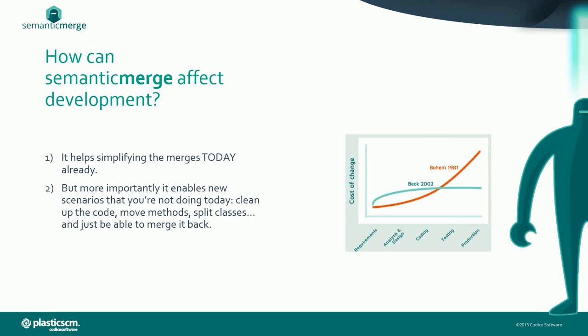But there's something else. I mean, this is how it can help you with the practices you do today. But more importantly, and that's the whole point with Semantic Merge, it will enable you to do things differently. It will enable you to clean up the code, to move methods, to split classes, and be able to merge them back. So that's a little bit of what it is.